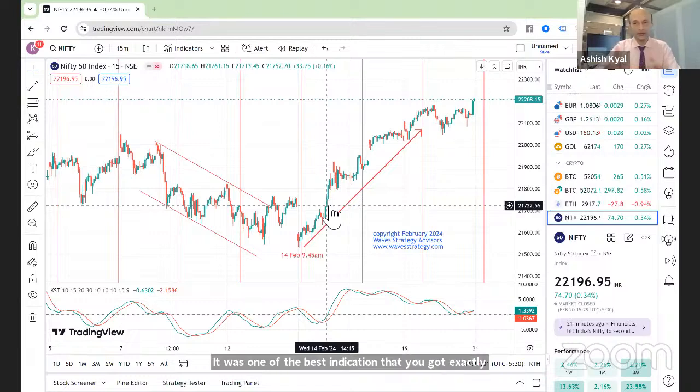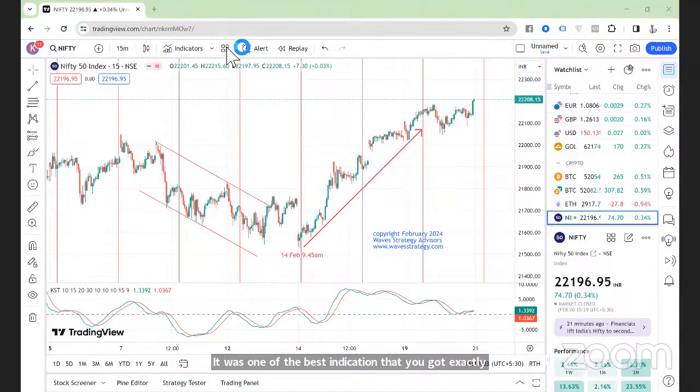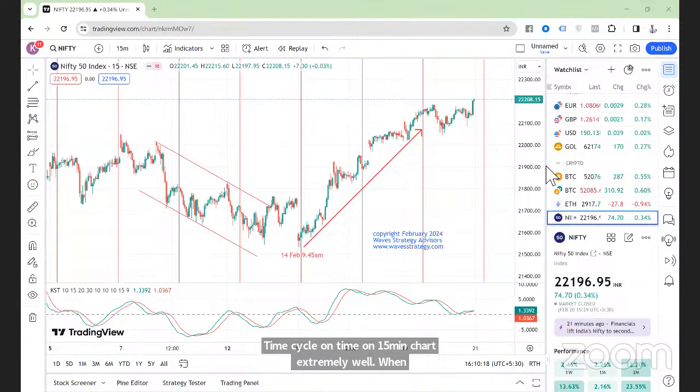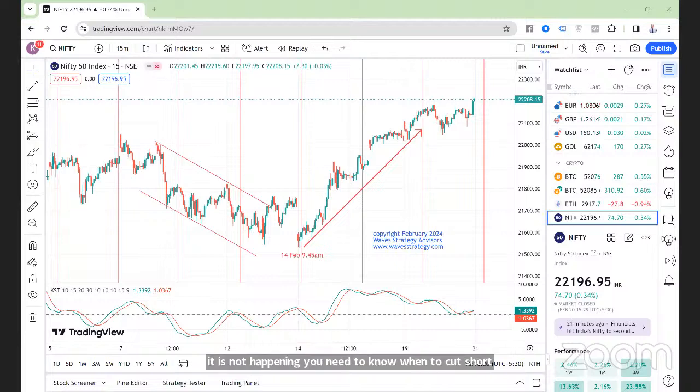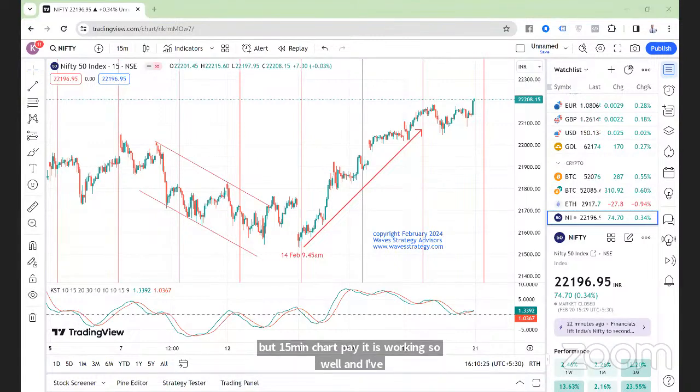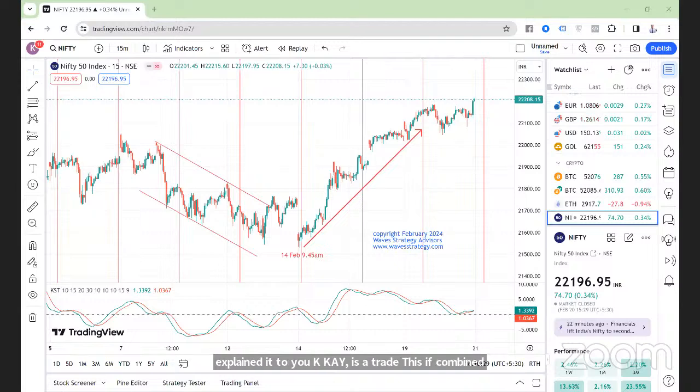Now KST होता है, जो हमारे चार्ट पे आप अगर देख पा रहे हो, so Nifty is following this time cycle on 15 minutes chart extremely well. When it is not happening, you need to know when to cut short. But 15 minute chart पे it is working so well, and I have explained it to you कि कैसे इसे ट्रेड करना. This, if combined with KST, will result into a very strong probable trade setup.